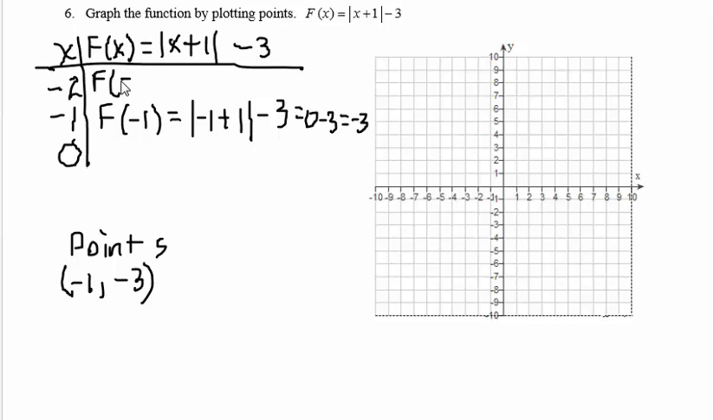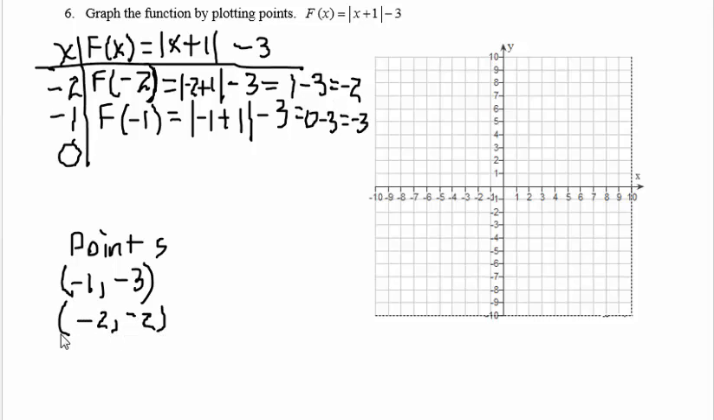And I want to find a point, so when x is negative 1, I'm at the sharp point of the graph. So I need a point to the left. So 1 unit left of x equal negative 1 is x equal negative 2. f of negative 2 is the absolute value of negative 2 plus 1, minus 3. Absolute value of negative 1 is 1, so I have 1 minus 3, which is negative 2. So I'm going to plot the point negative 2, negative 2.